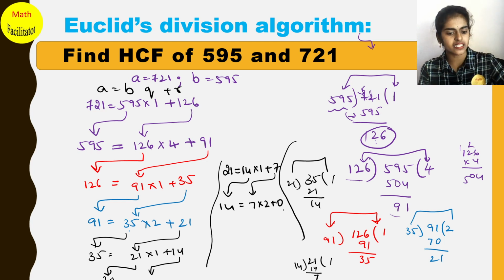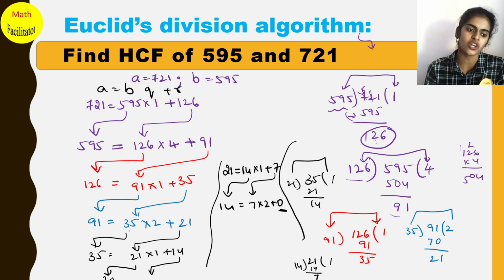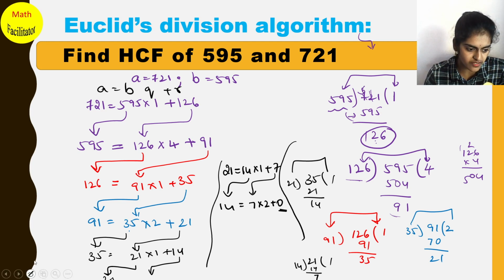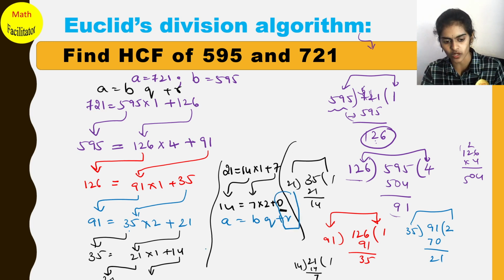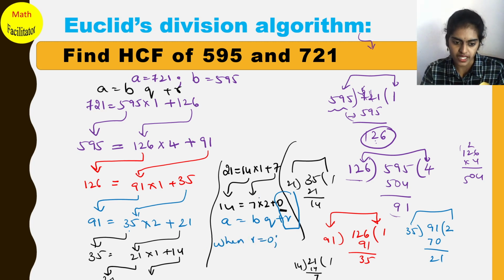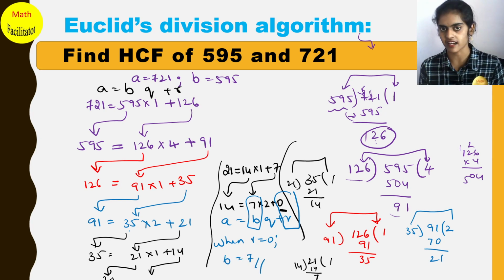So wherever you are getting the remainder as 0, you stop your division process here and compare this with Euclid's division lemma. What do you get? A is equal to B Q plus R. Whenever this remainder R is 0, whatever B value you have here, by comparing, B is 7. So this B value will give your HCF.